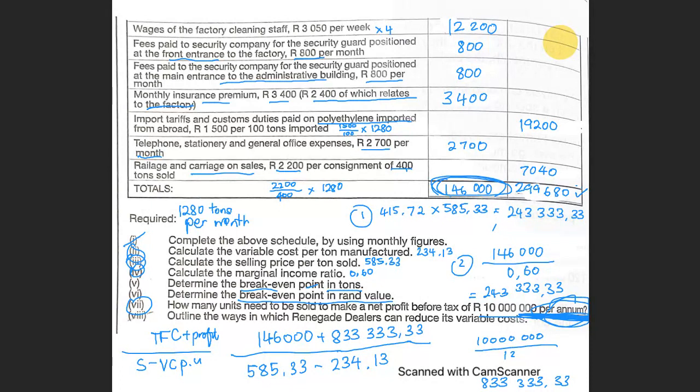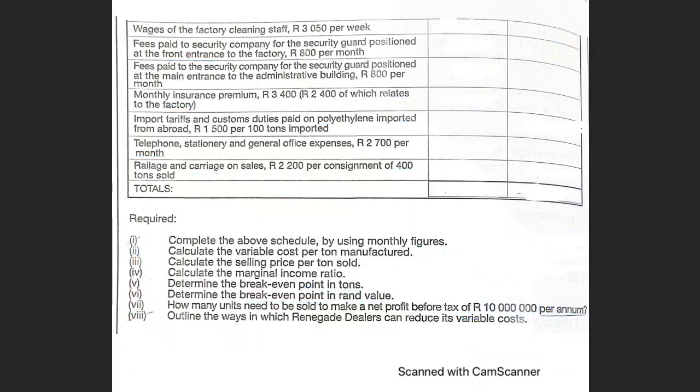If you want to work on an annual basis, because the profit was given to you on an annual basis already, then make sure that you convert the fixed cost. Or if you want to work on a monthly basis, then the alternative is as follows. The one way, as we said, is you convert the 146 from a month to a year figure by multiplying it by 12, and then you add on the 10 million. So the 10 million remains the same.